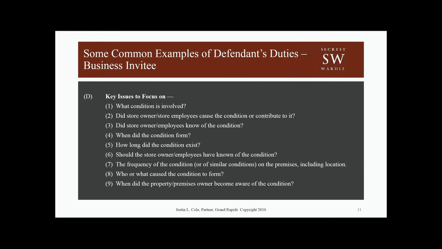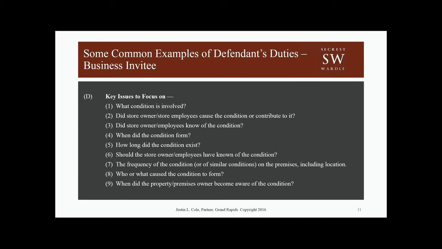When evaluating a premises liability case, and in particular the notice element, there are 9 key issues that we recommend be focused upon. These were touched upon briefly earlier. First, what condition is involved? Second, did the store owner or store employees cause the condition or contribute to it? Third, did the store owner or employees know of the condition? Fourth, when did the condition form? Fifth, how long did the condition exist? Sixth, should the store owner or employees have known of the condition?